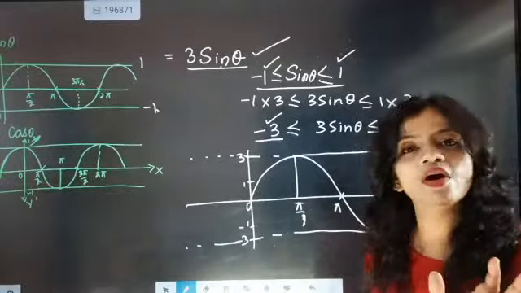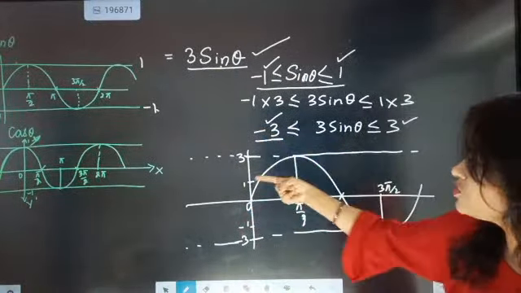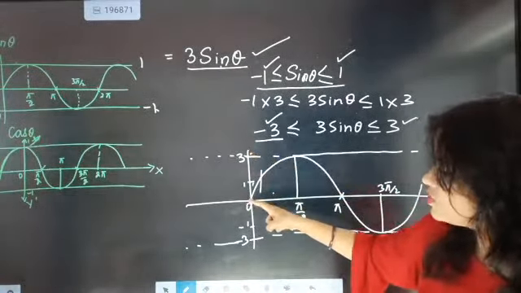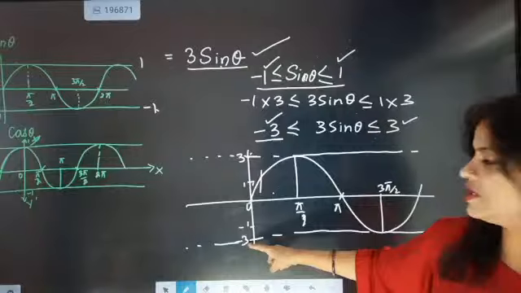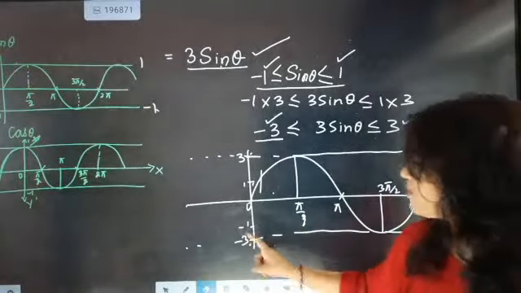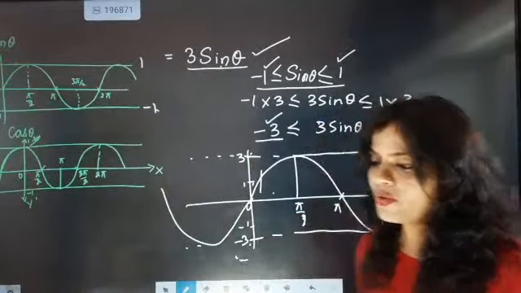Only a small work you have to do here, and that is when 3 is multiplied, just increase this one. From 1 you go to 3. From 0 you have to go to -3. Only this change you have to do. Here in the negative direction also I am drawing the graph. I hope you have understood.